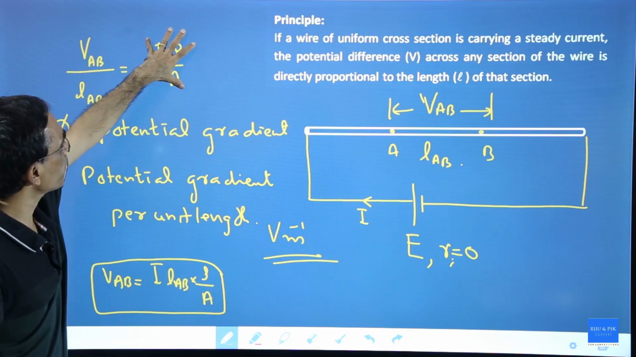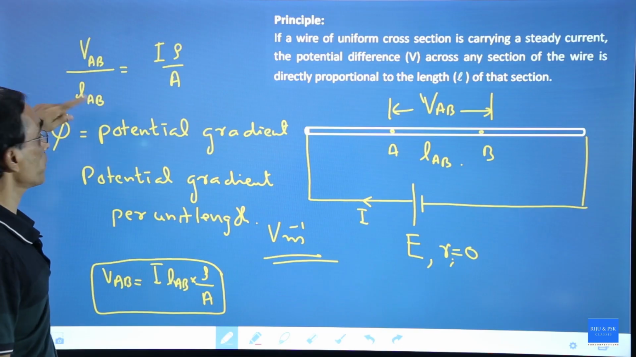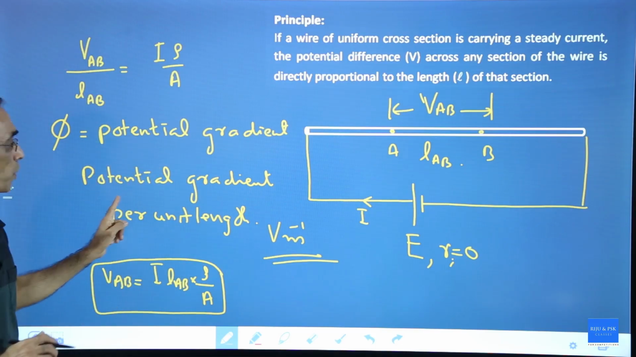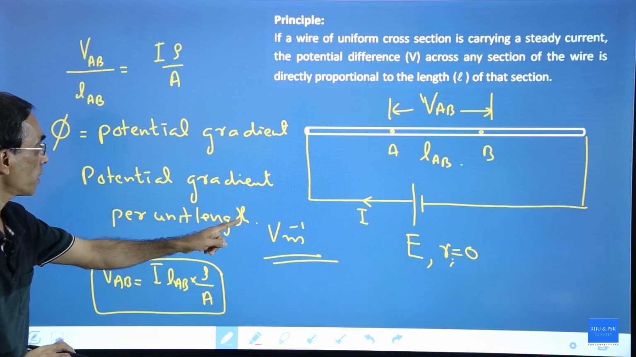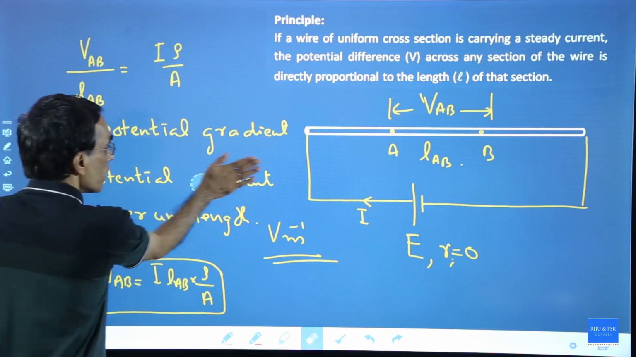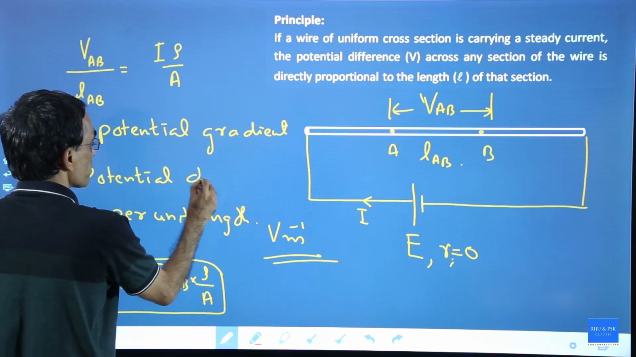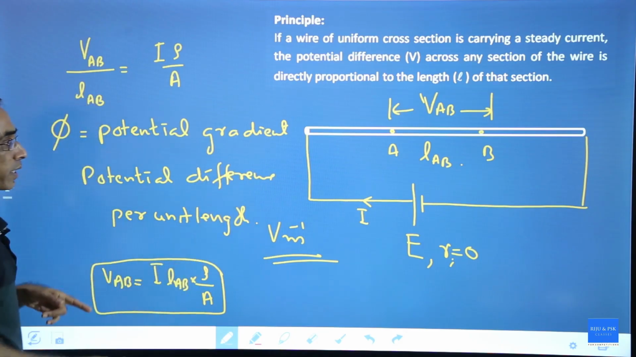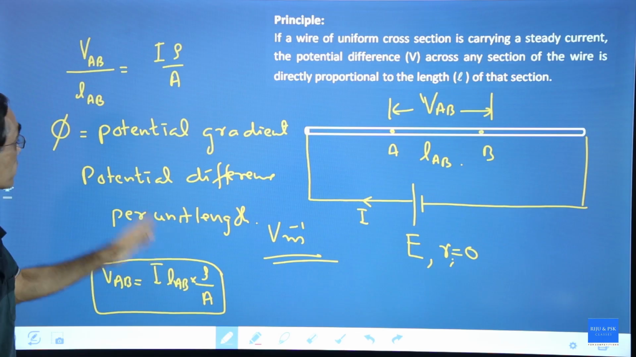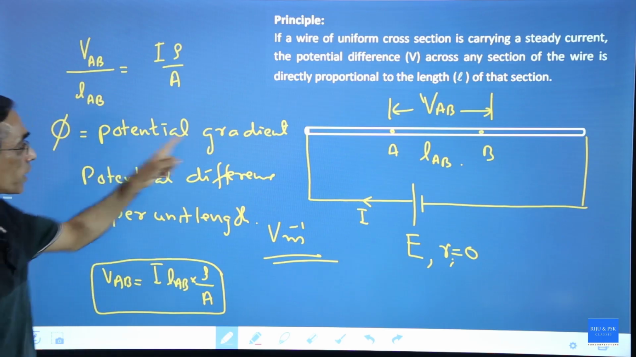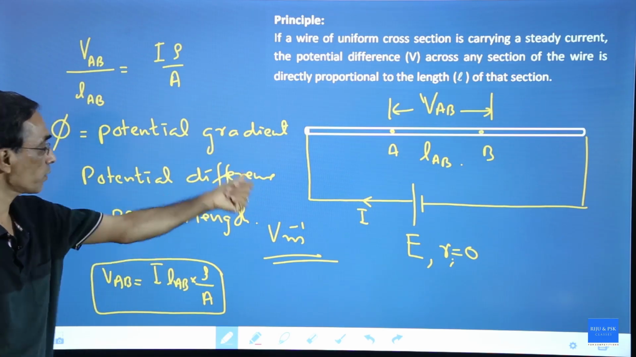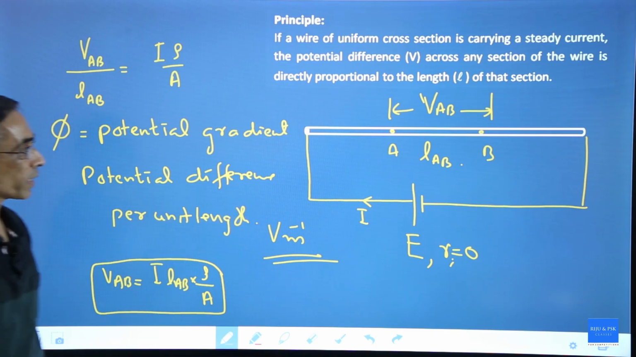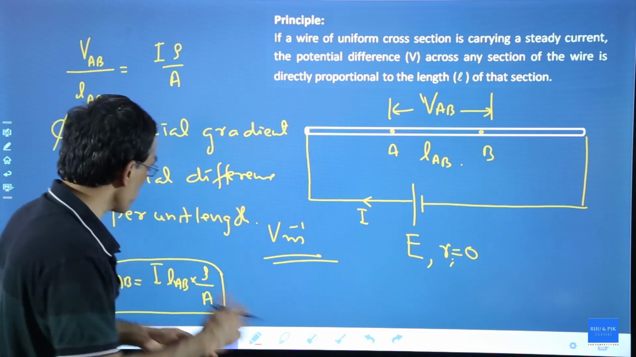This part is not very important, but this part is important: V_AB by L_AB. Potential gradient is potential difference per unit length. This should have been potential difference. The potential difference per unit length is called potential gradient. Please make a correction in your note. Fine. Now let us go a little more practically.